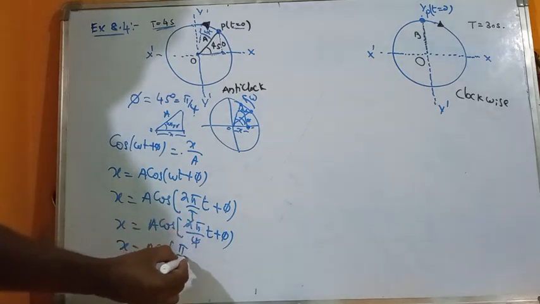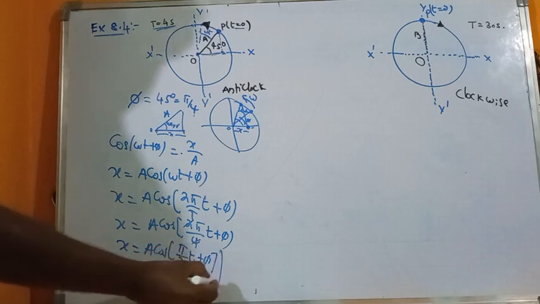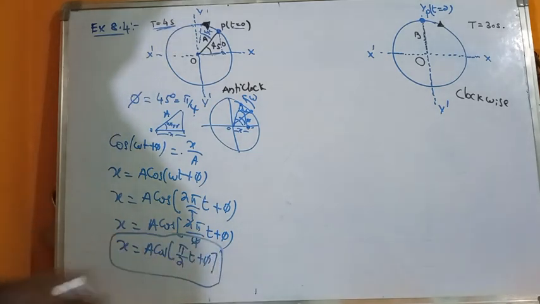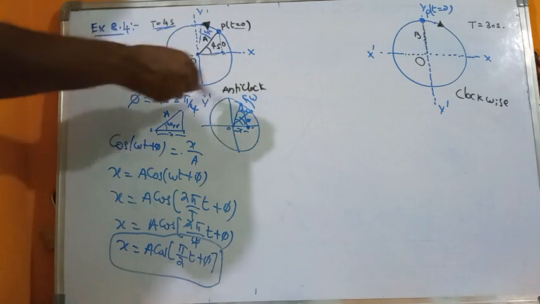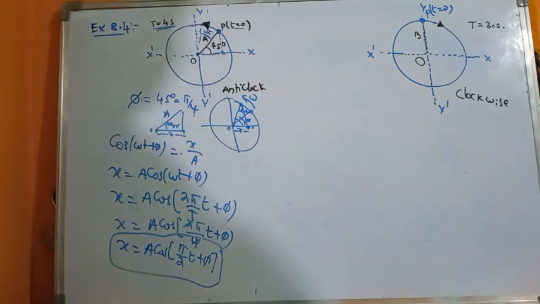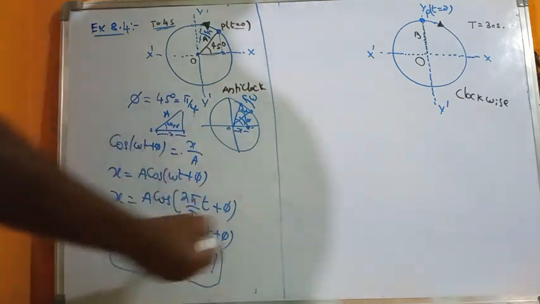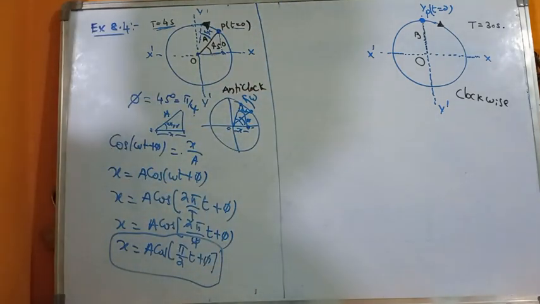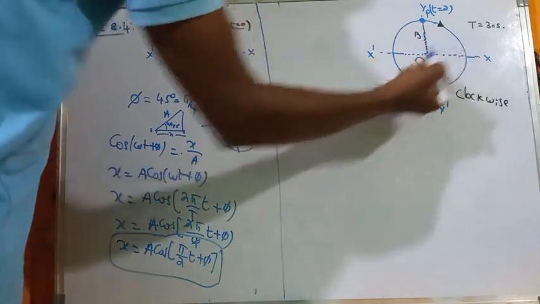So that is pi by 2 t plus pi. This is the equation for the simple harmonic motion while the particle is moving in anti-clockwise direction. And then in the second diagram, if you are observing there, the particle is moving in clockwise direction. Here it is clockwise direction.